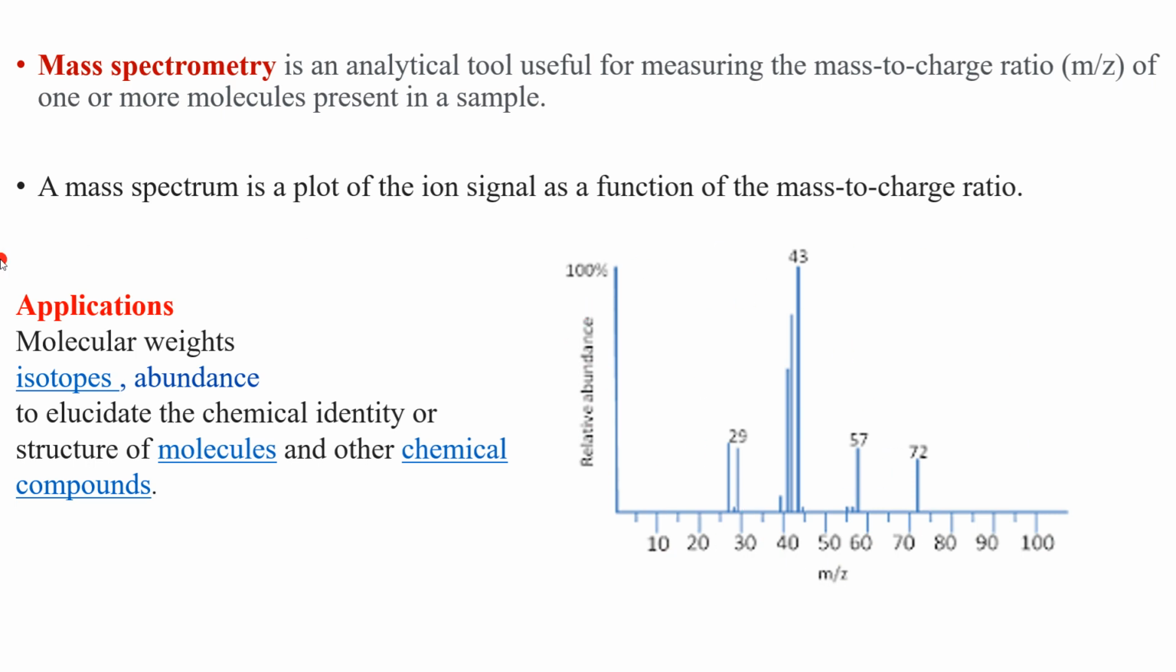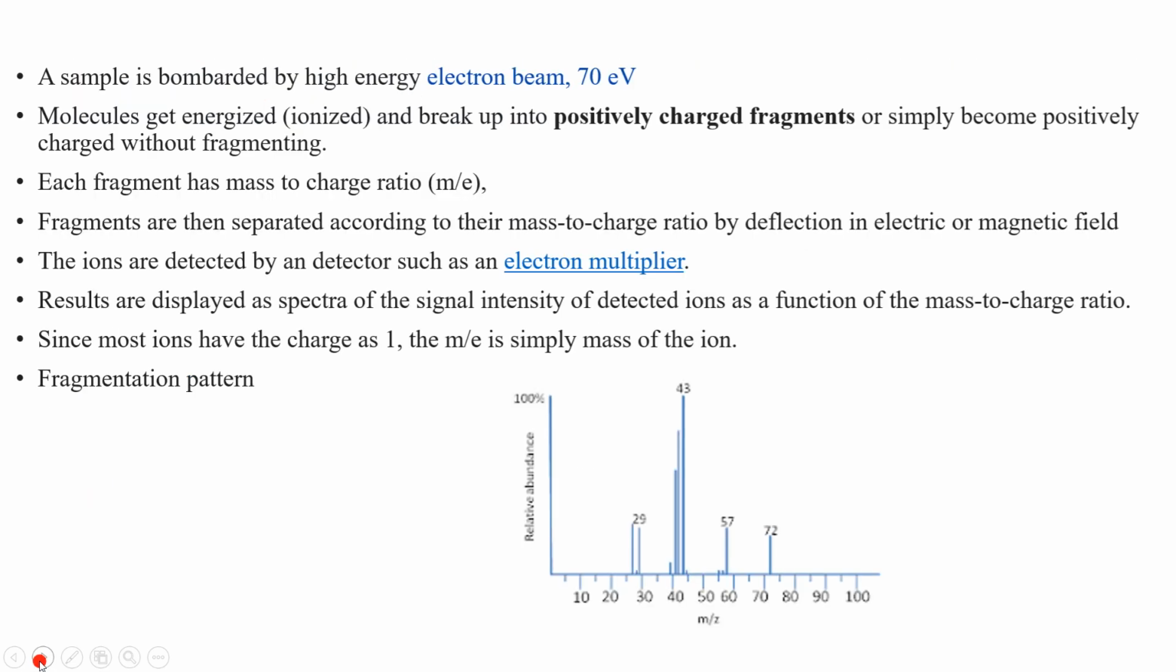So this technique is generally used to find out molecular weights, isotopic abundance, identify or elucidate the structure of the molecule, and find out if impurity is present or not. So there are many applications of mass spectroscopy.